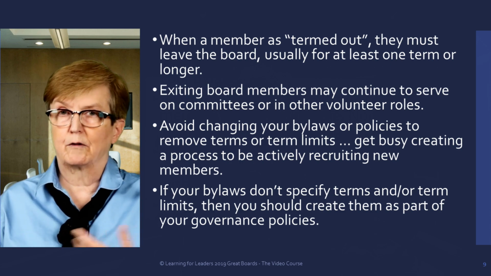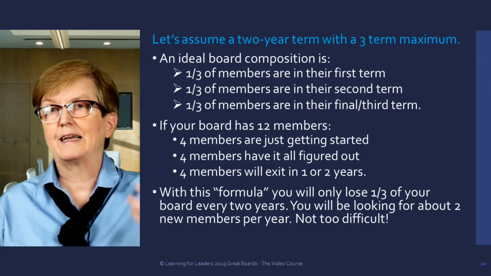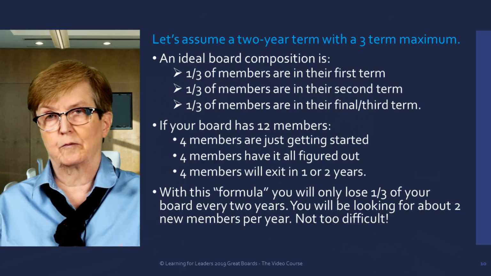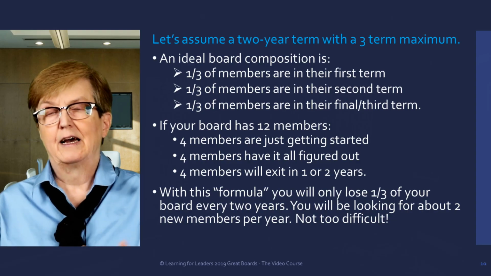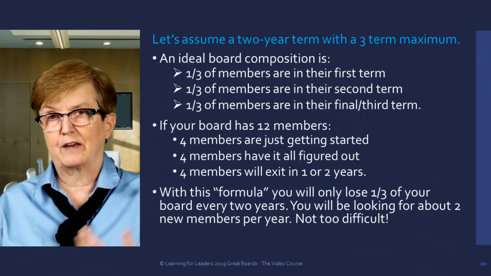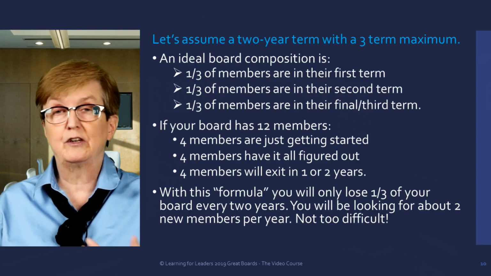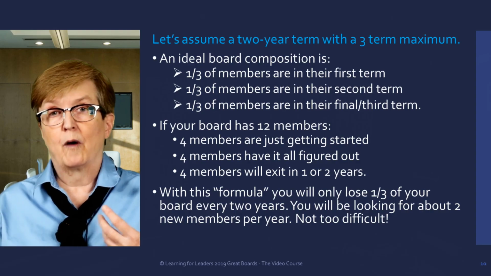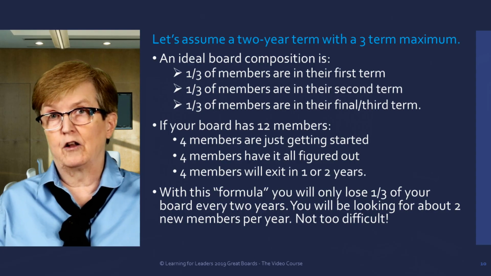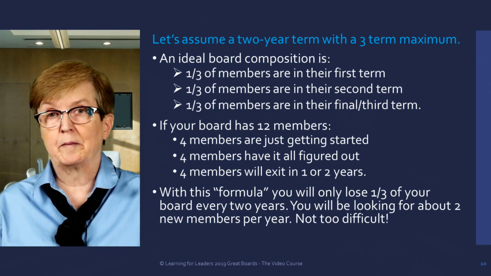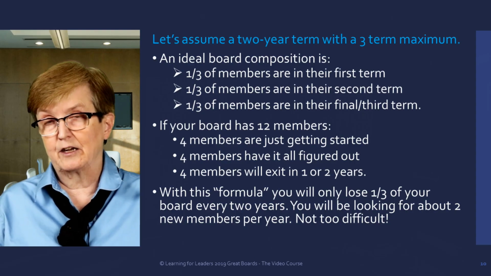Now let's look at what that rotation might look like. Here's your ideal board composition. 1/3 of your members are in their first term, so they're just getting started. 1/3 of your members are in their second term, so they basically have stuff figured out, so they've been there between 2 and 4 years. 1/3 of your members are in their final or third term, and usually that is your term limit, and they will exit in a year or 2.